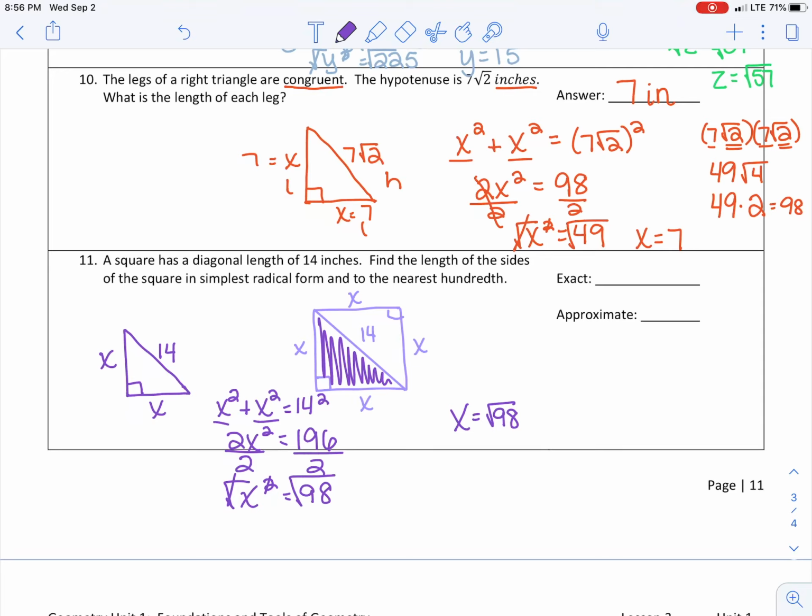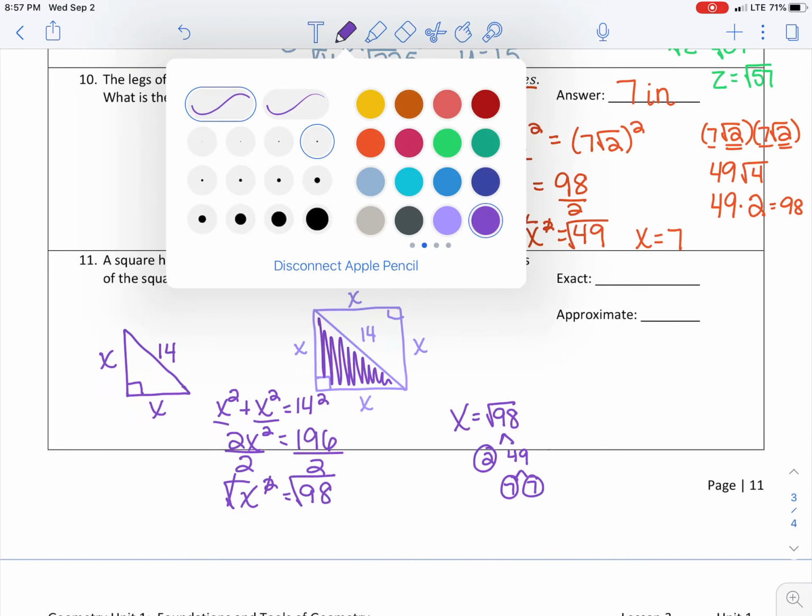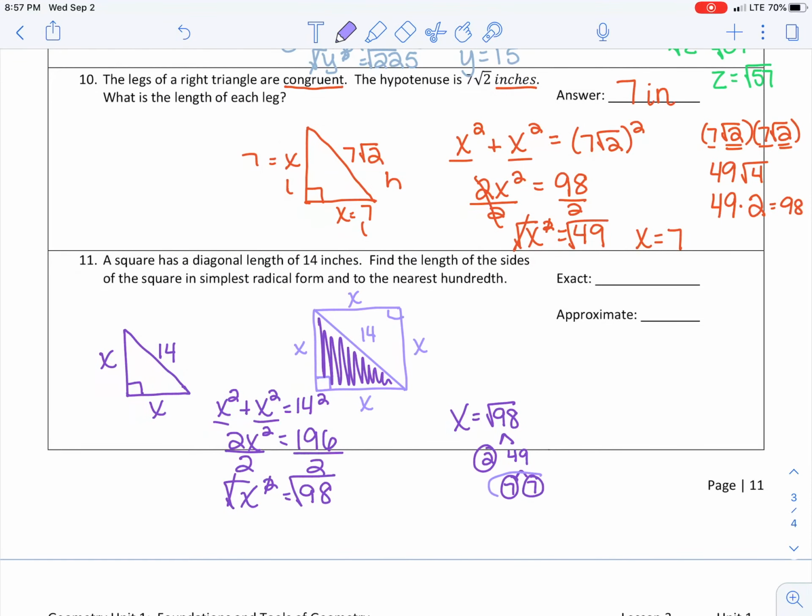But we're not quite done yet, because we can break that down. We can simplify the square root of 98. So I'm going to break that down to 2 and 49. 2 is prime, 49 is not, so we're going to break that down to 7 and 7. And both 7s are prime. Okay, so we know to look for our pairs. So we have a pair of 7s and we have a loner 2. So we're going to say x is equal to, we're going to take one of those 7s from the pair out, and then we leave our loner 2 inside our radical. So we end up with our exact value being 7 root 2.